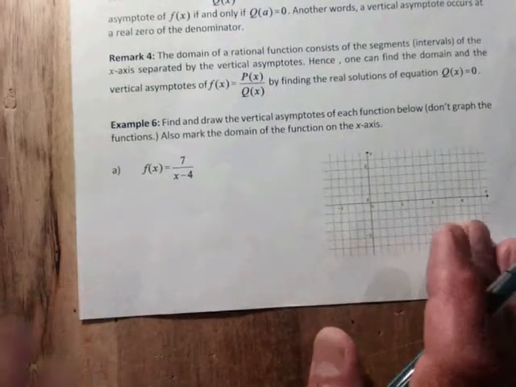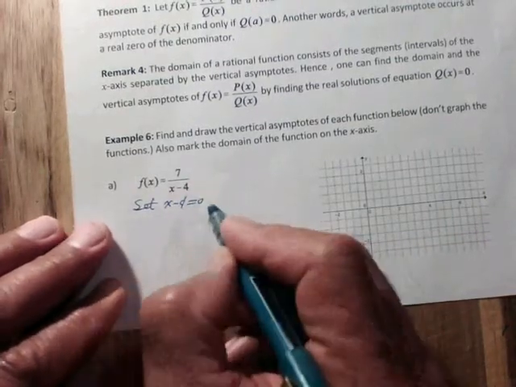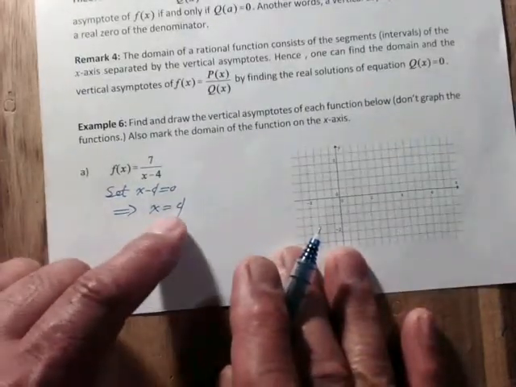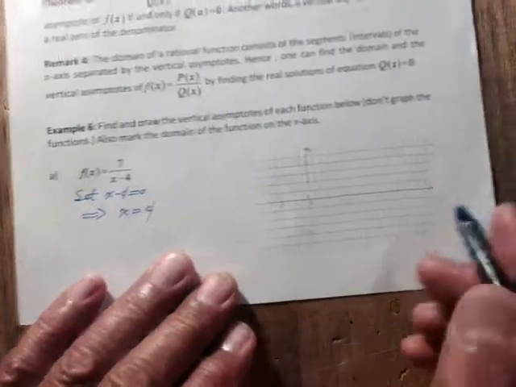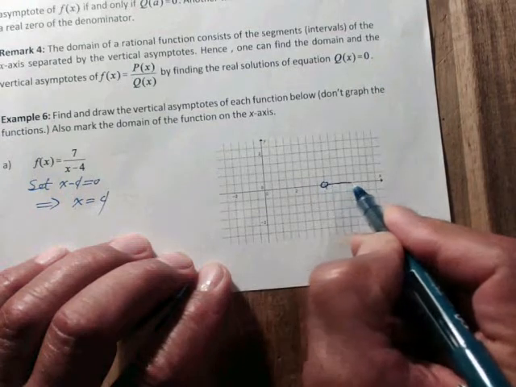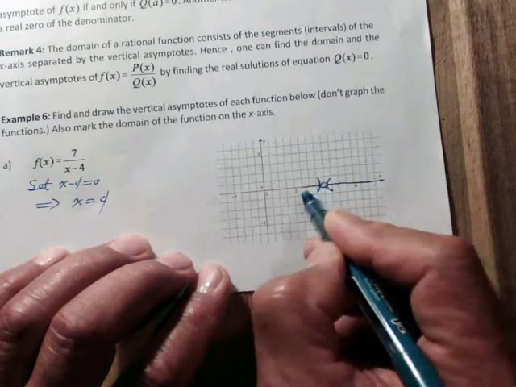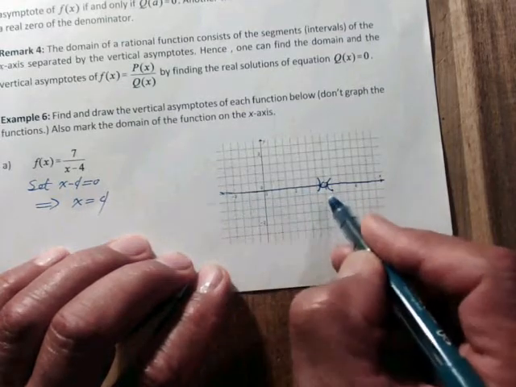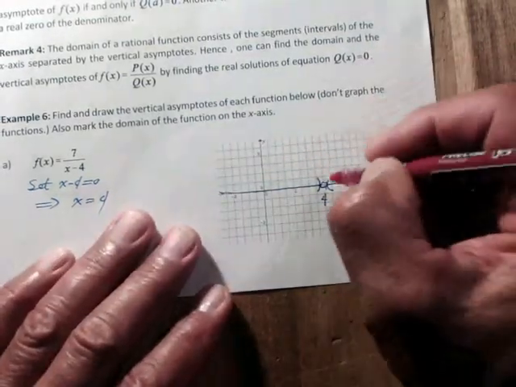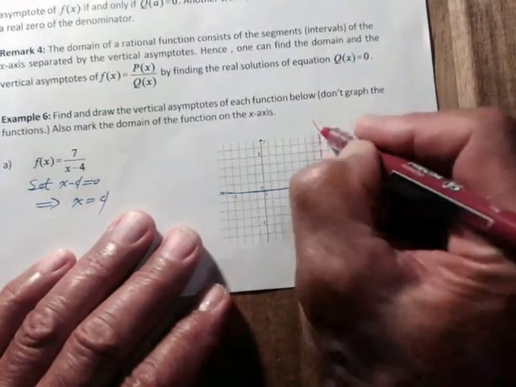So I set the denominator equal to 0. Set x minus 4 equal to 0. This gives you x equal to 4. You see? So this is a value that has to be removed from the domain. So I go here, and this is 4 right here. I draw a hole. The domain is this piece to the right and this piece to the left. So this 4 is not in the domain. Okay, if it's not in the domain, then at this point I draw a vertical line, and that's your vertical asymptote, x equal to 4.